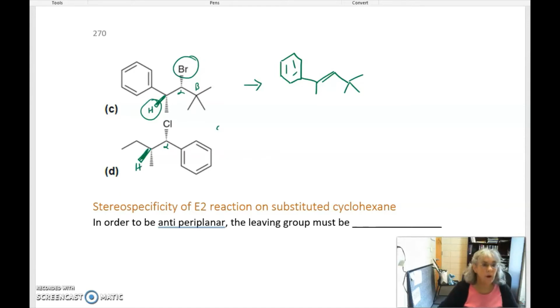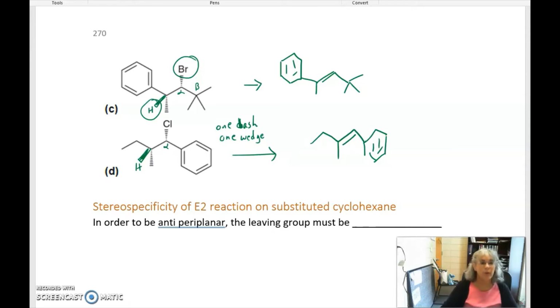Okay, so we've got one on a dash. The halogen is on a dash, and we have one on a wedge. So we are in the correct configuration for elimination to occur. So we can just redraw our structure. And that will be our structure.